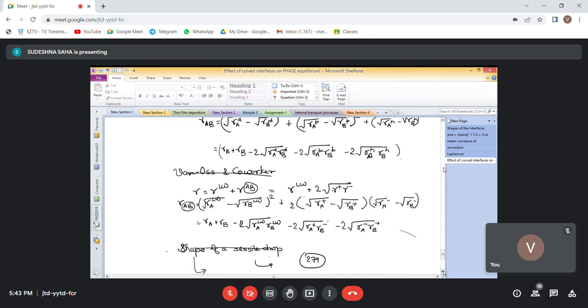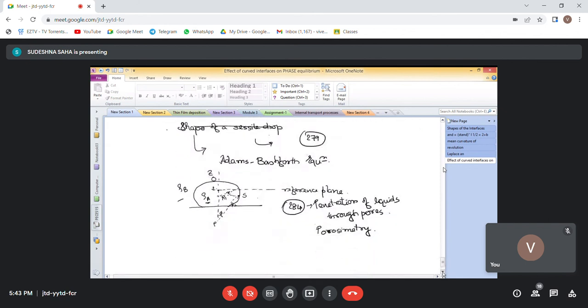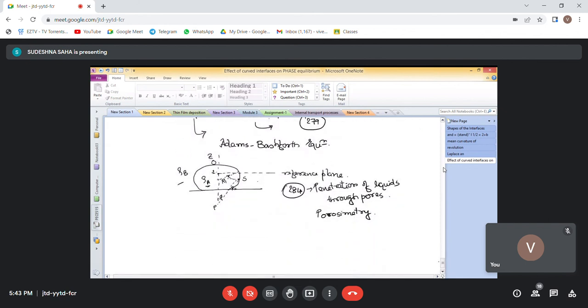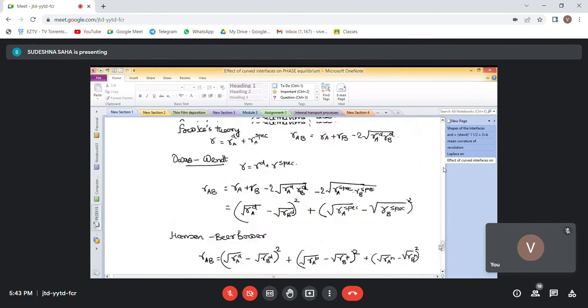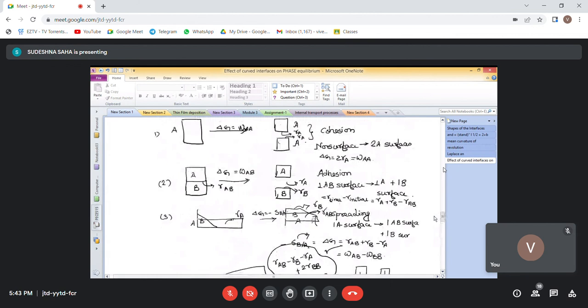I'm really very sorry, I am not able to go into details at the moment because of the time constraint at least, but I have just provided you the equations for surface tension measurement.